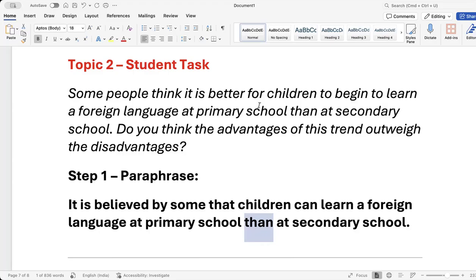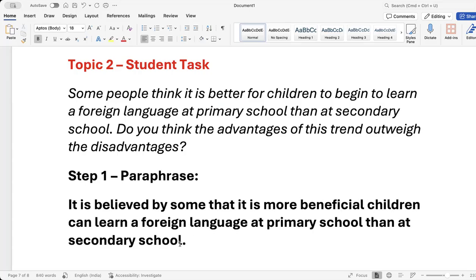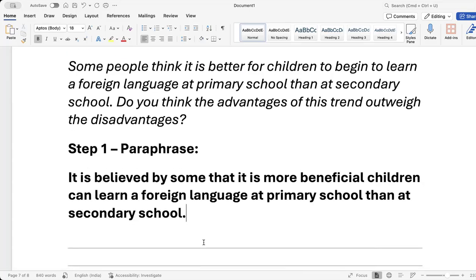For example, here there was a comparison word. What was the word? It is better. You don't have it here. So we need to have something like that here. It is beneficial for our children. It is more beneficial. Comparison. Beneficial is again not comparison, so it is more beneficial. Very good. I agree with this. Your paraphrasing is done.